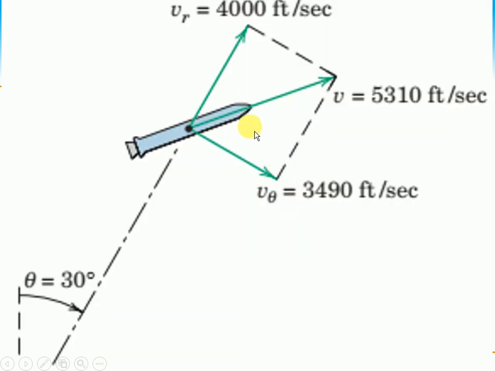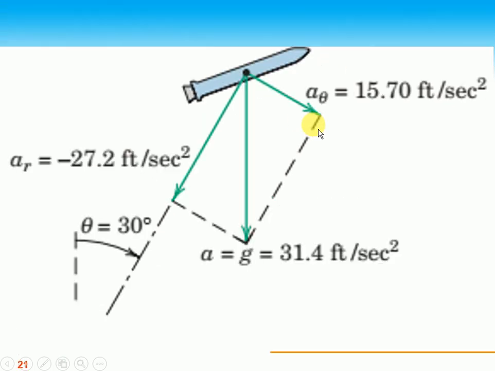So this is the velocity component. This is the radial component of the velocity, and this one is the theta component of the velocity, both in the positive direction. And I've shown you that g is downward. This is the theta component, which is g times cos theta, and this is g times sin theta.